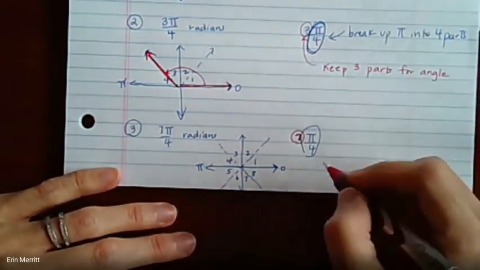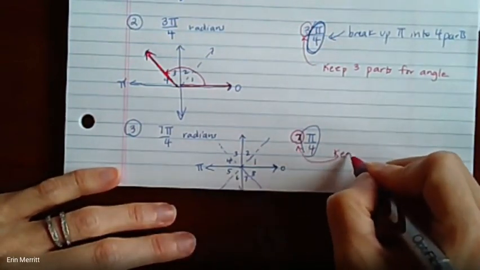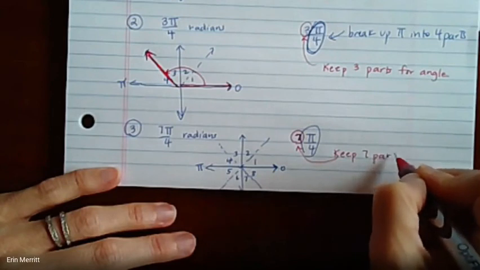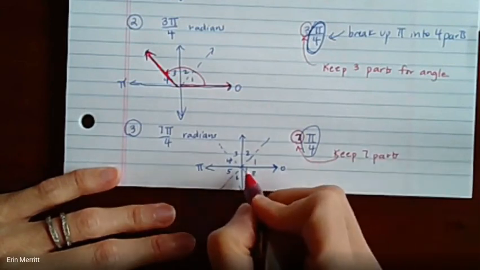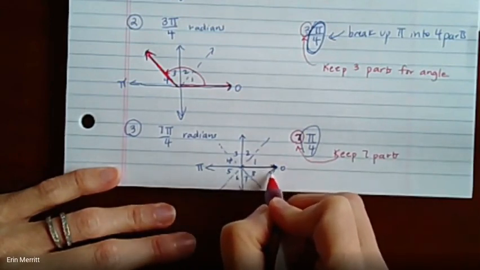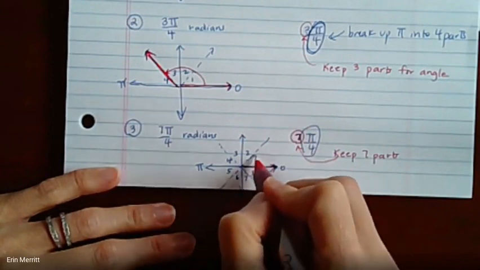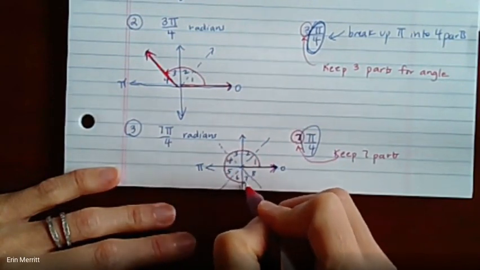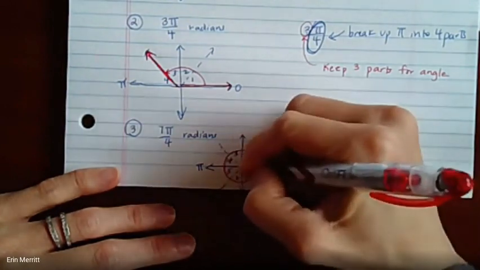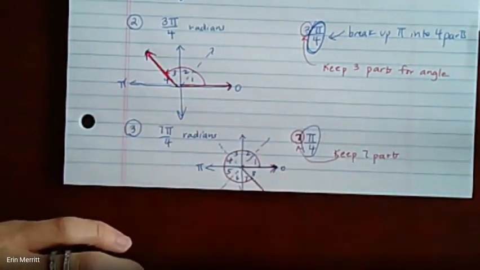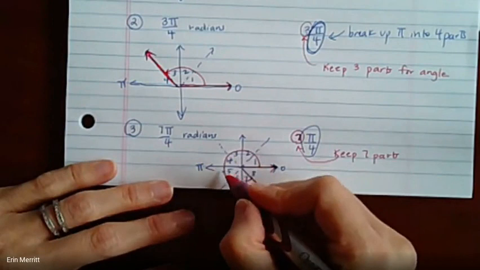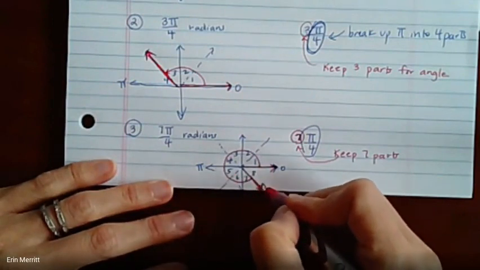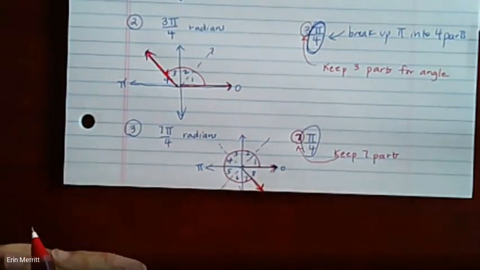So the 7 tells me that I'm going to keep 7 parts. Remind yourself we're always starting on the x-axis with the initial side. And now you're going to rotate through 1, 2, 3, 4, 5, 6, 7. Make sure to include 7. Sometimes people get confused and think to stop there. I want to go through those 7 pieces. That's my terminal side. That's what my angle would look like there.